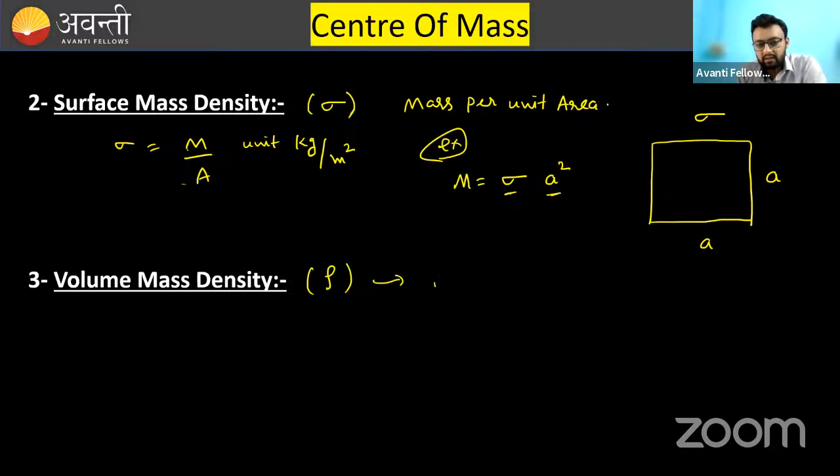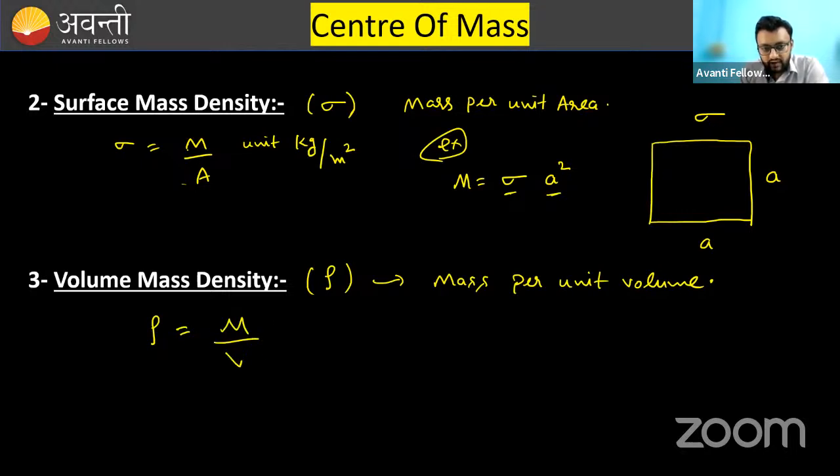And the definition will be mass per unit volume. You can write in terms of formula, rho is equal to mass per unit volume. If I ask you what will be the unit, you will say unit is mass in kg divided by volume in meter cube. If I ask you one thing, that you have a hollow sphere.